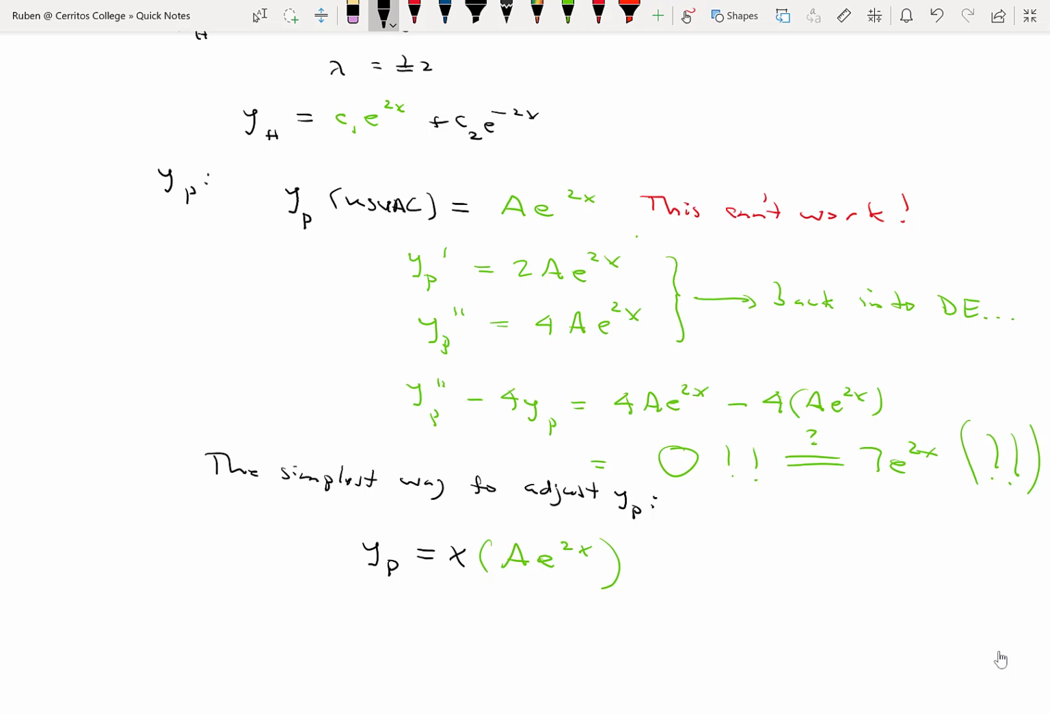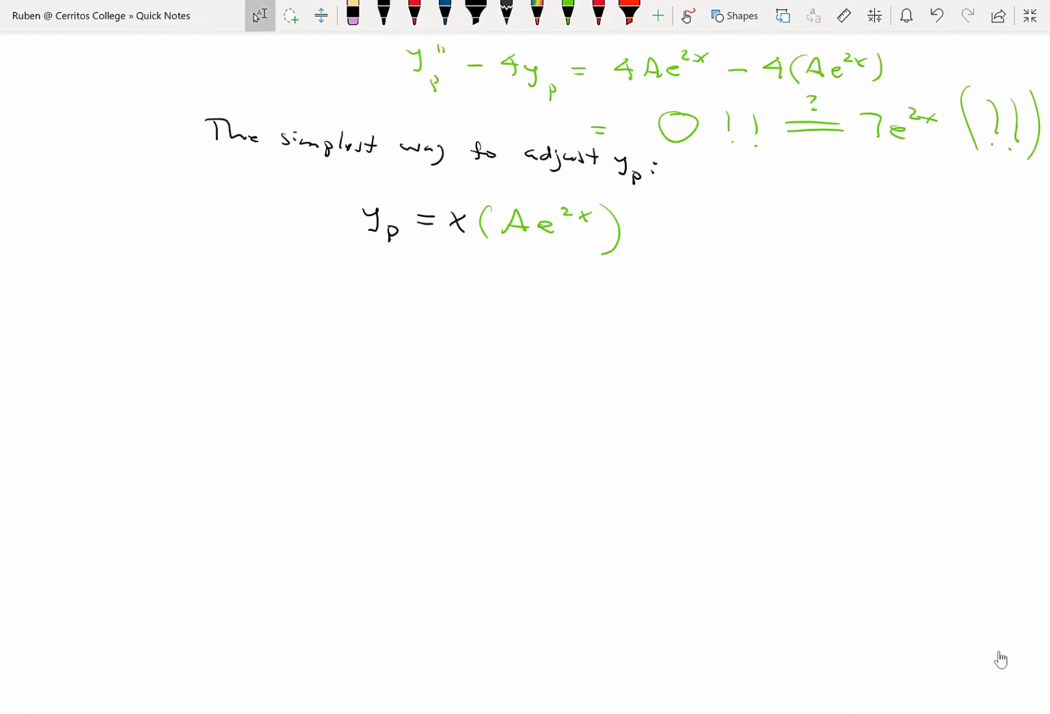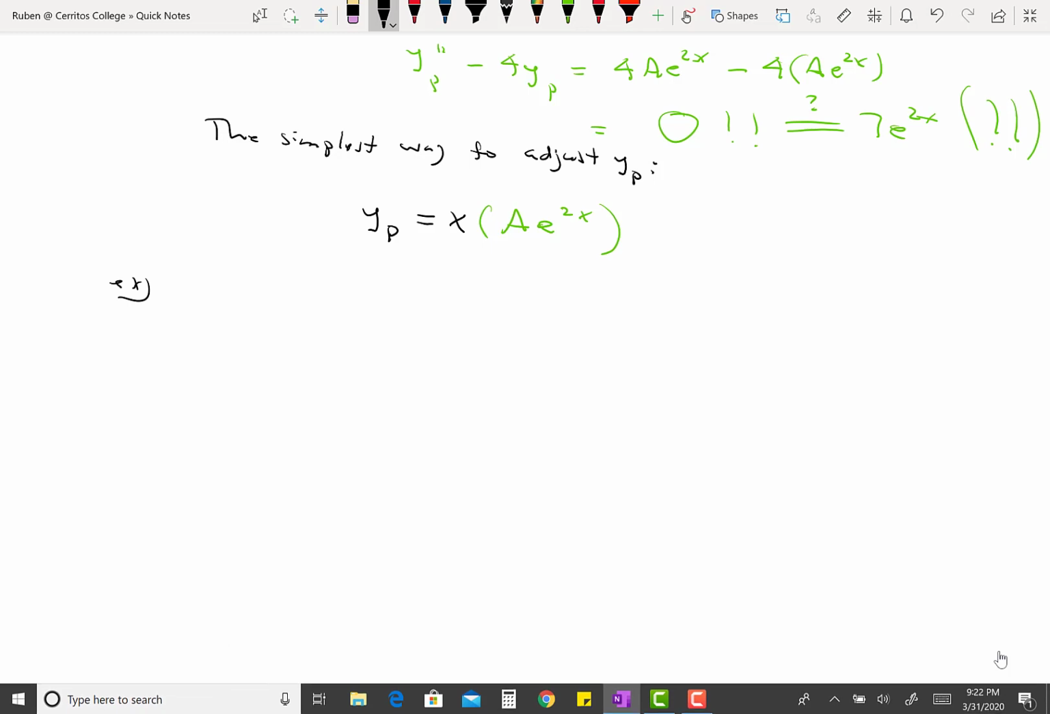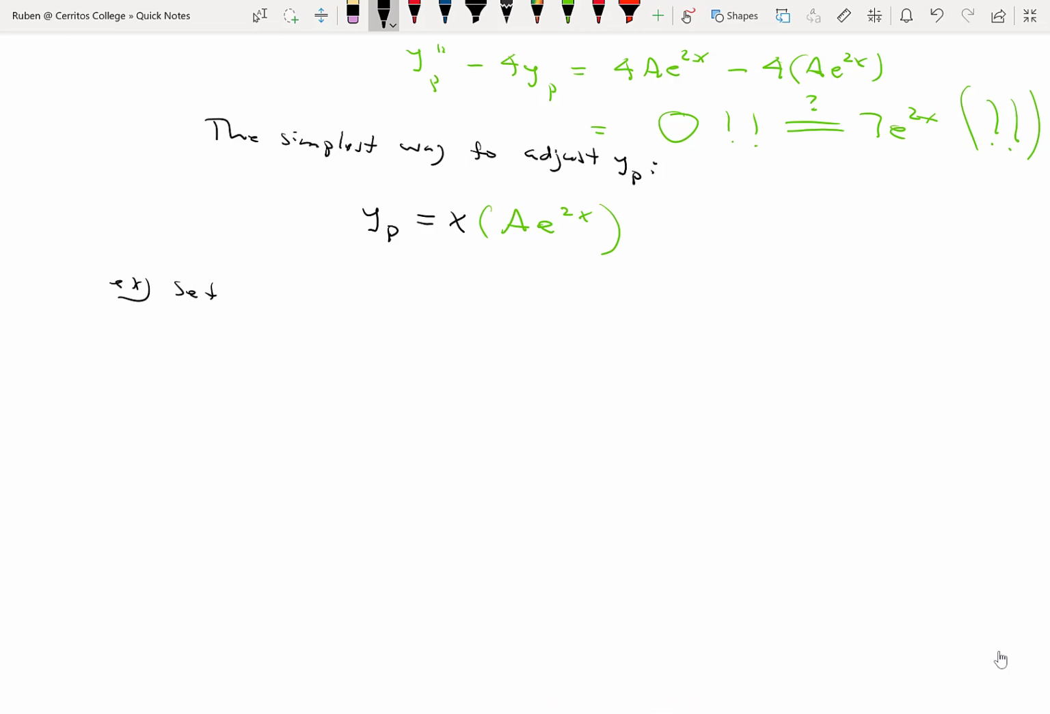Okay, so let's take a look at another example here, and then we'll summarize this business. Our next example: set up the form for y sub p, and the differential equation looks like y double prime plus 2y prime plus 2y, same left-hand side as we had a couple of examples ago, equals the same forcing function we had a little while ago.